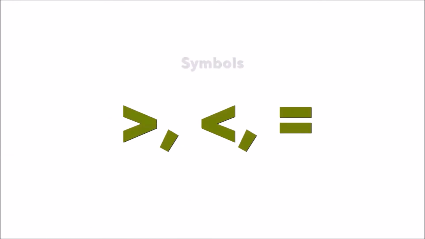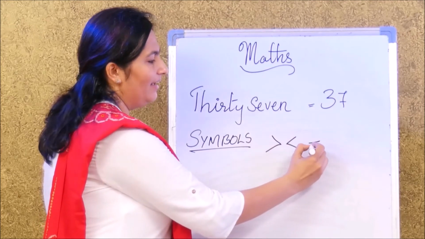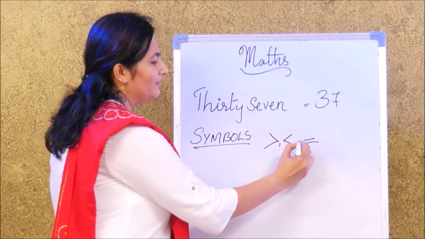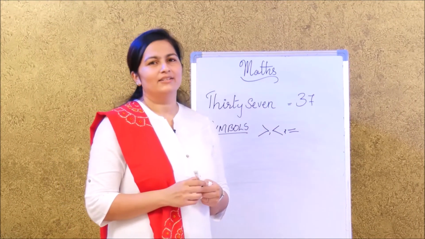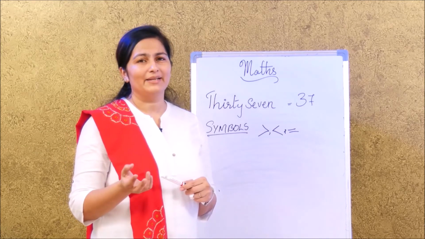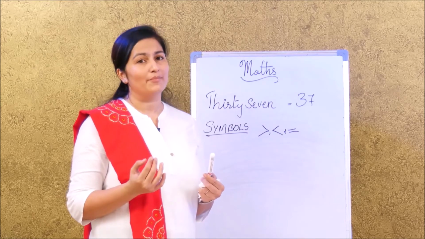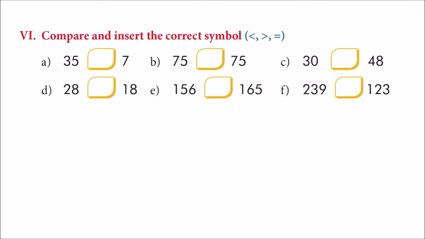Moving on to the symbols, greater than, lesser than and equal to. Remember studying this? Yes. Not everything is the same. All the numbers have something bigger than them or something smaller than them. Some may be equal, that is the same numbers. So, let's look at this. Exercise 6. Compare and insert the correct symbol.